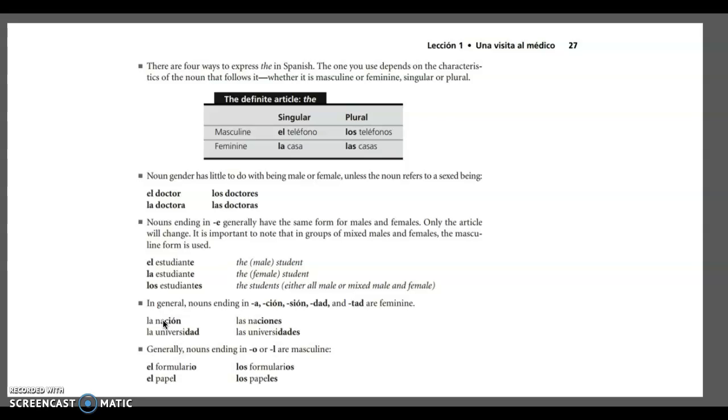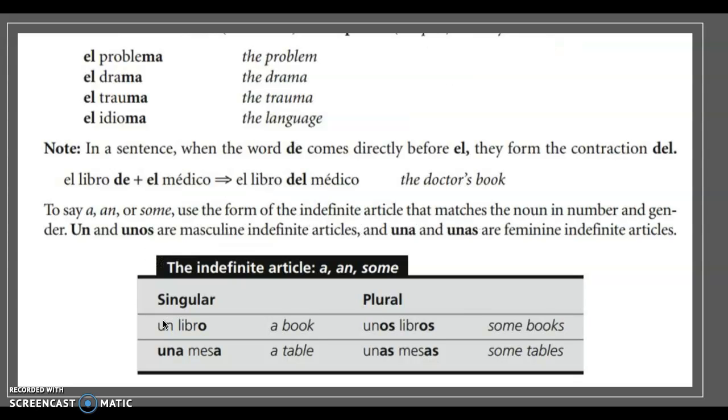On page 27, they review the definite articles. In case you've forgotten those, they're el, la, los, and las, and you can go over the different meanings of those and when to use them. The indefinite article is the next thing. It's on that same page, and that's un, unos, una, unas. So if you need help with those things, please consult those pages.